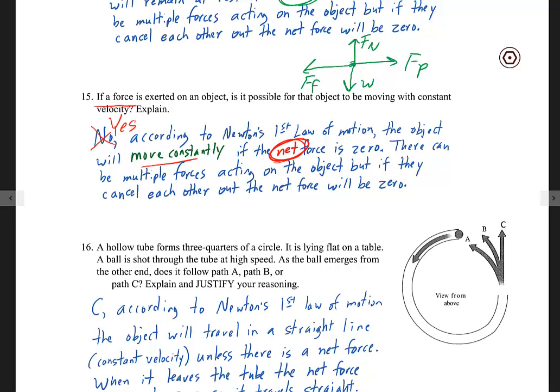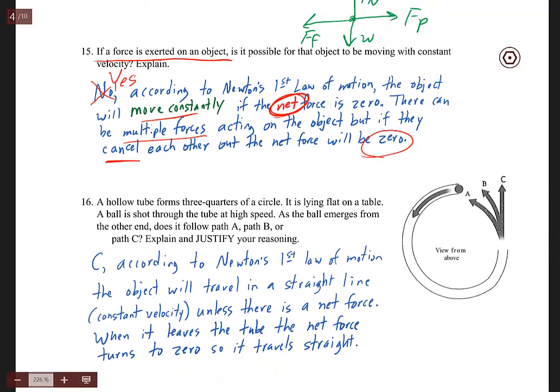And just because there's a force exerted on the object, if other forces are counteracting that force, if multiple forces are acting on it, then they can cancel each other out, and therefore it's not moving. Or moving at a constant speed.